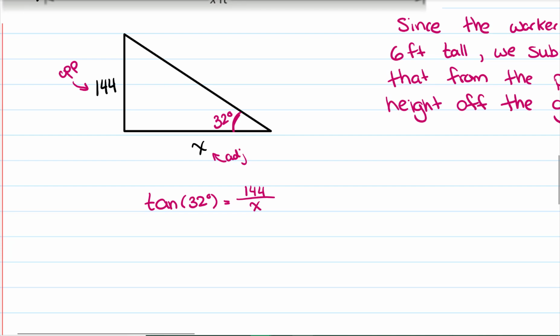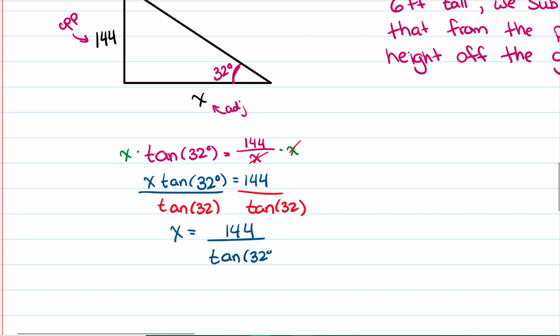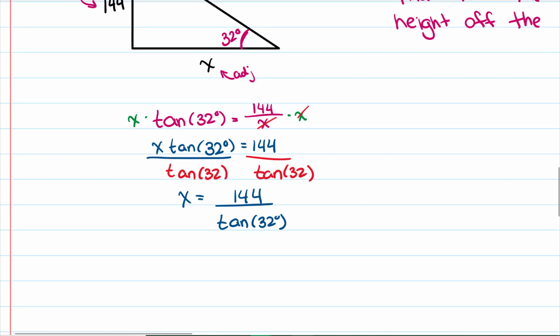And now all we have to do is solve. So you multiply both sides by x. These are going to reduce off, and I get x tangent of 32 is equal to 144. And then I just have to divide both sides by tangent of 32. So I get x is equal to 144 divided by tangent of 32 degrees. And then all that's left to do is put that into a calculator.